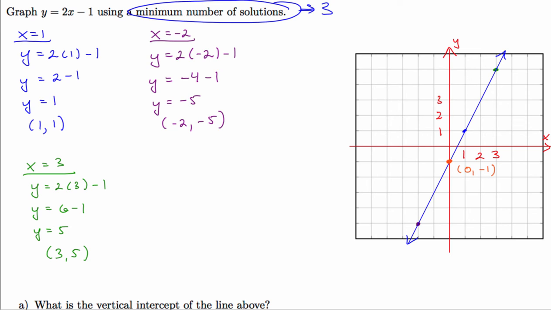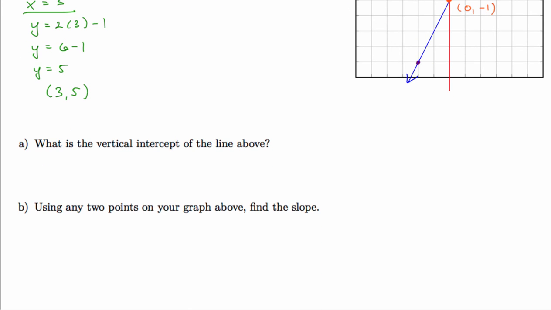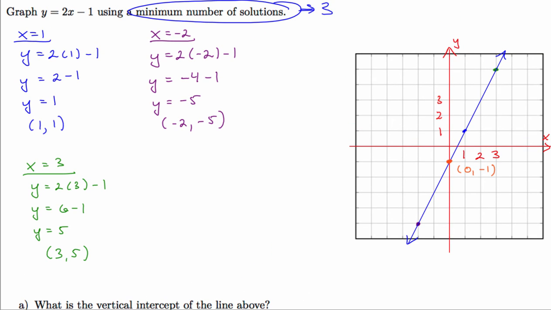The next question on our paper is to now calculate the slope using any 2 points on our line. So if I pick the point 1, 1, and I pick the point 3, 5, two of the points that we calculated, I can see that I have a run of 2, because I went from an x value of 1 to 3, and I have a rise of 4, because I go from a y value of 1 to a y value of 5.